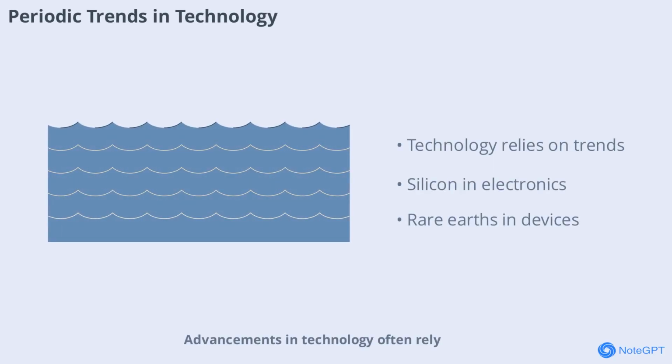Advancements in technology often rely on elements with specific periodic properties. Silicon, for example, is the backbone of the electronics industry due to its semiconducting properties, while rare earth elements are essential for high-performance magnets and screens. Understanding periodic trends enables innovation and progress in technology.